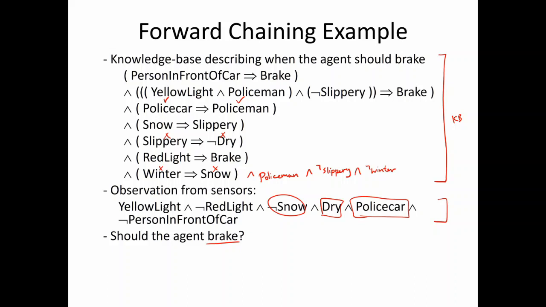Let's continue on. So we have yellow light, and we do have policemen, and we know it's not slippery, so we know it should brake. So should the agent brake? Yes. So that was forward chaining, where we use sentences along with implications to derive new facts. In this particular case, we derive all these from our sentences and implications.